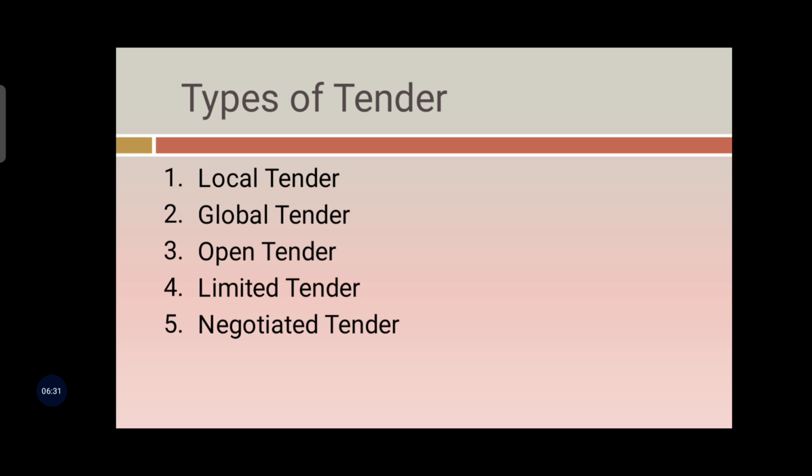Now the fifth one is negotiated tender. Negotiated means the price to be paid for the work is negotiated with a single contractor. Negotiated means with people we know, a settlement type of tender. So he gives the work only to that member and completes the work with that contractor.